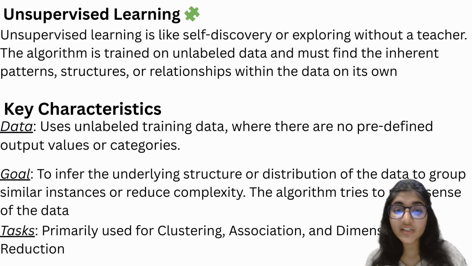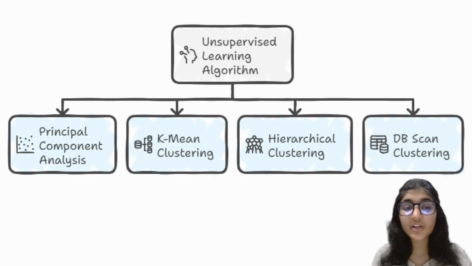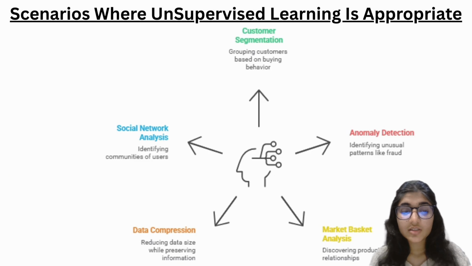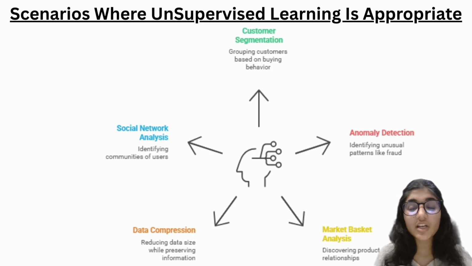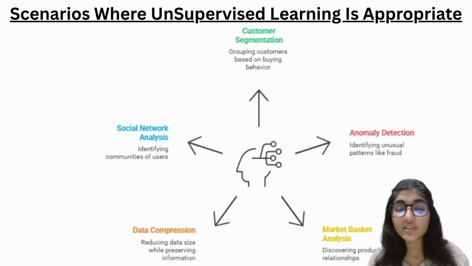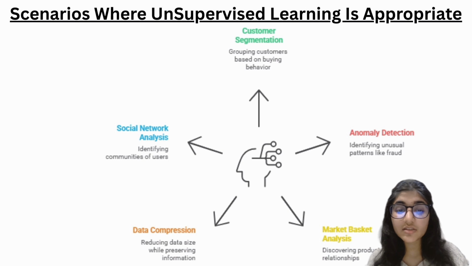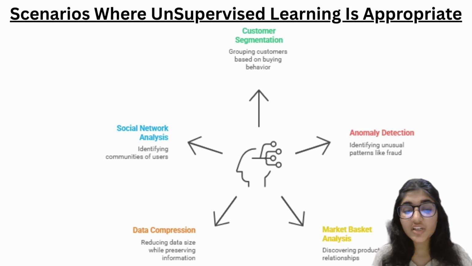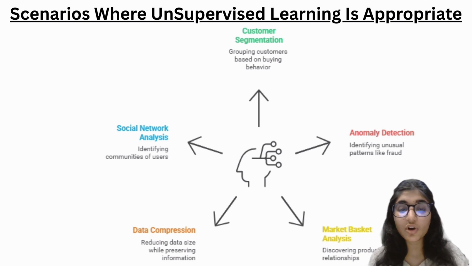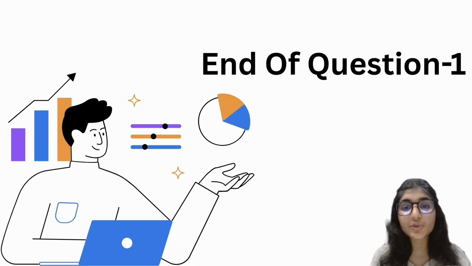So the unsupervised learning algorithms are principal component analysis, that is PCA, k-means clustering, hierarchical clustering, and DBSCAN clustering. Now, the scenarios where unsupervised learning is appropriate: they are customer segmentation, anomaly detection, market basket analysis, data compression, and social network analysis. So it was all about supervised and unsupervised learning.